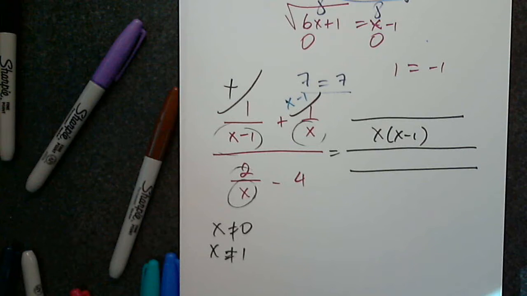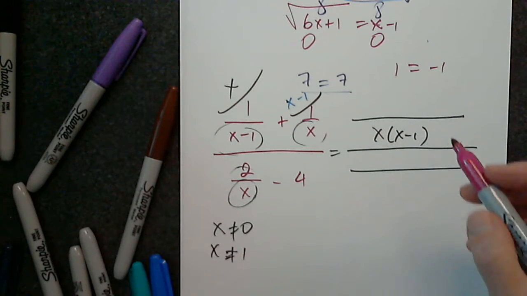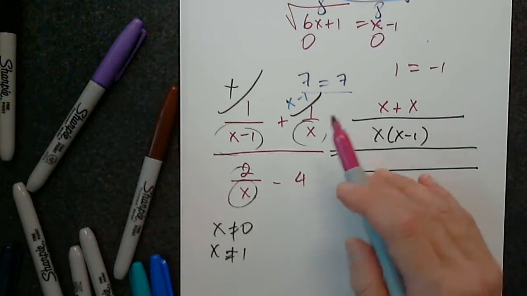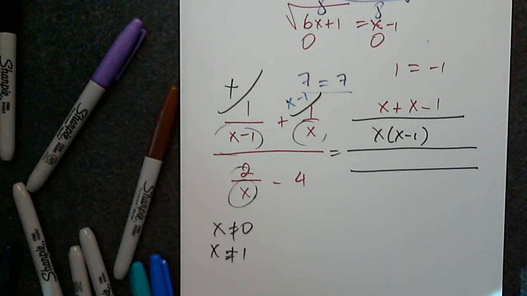You understand why? Because if I multiply the top by 2, I cannot multiply the denominator by 3. It has to be the same quantity. Is that okay? Okay, so then, can anyone dictate the numerator? It's 1 times x, which is x, and 1 times negative 1, which is negative 1.